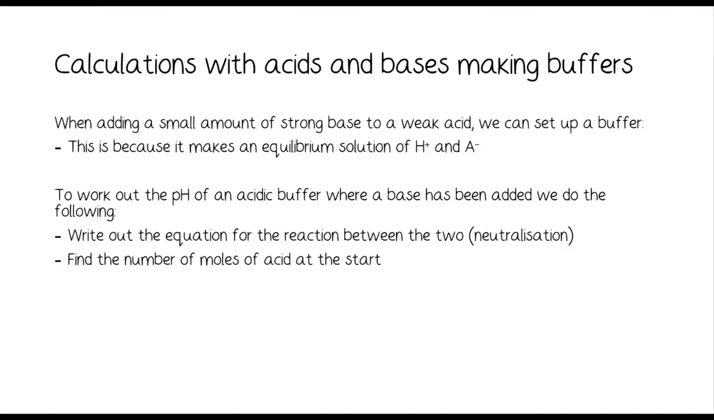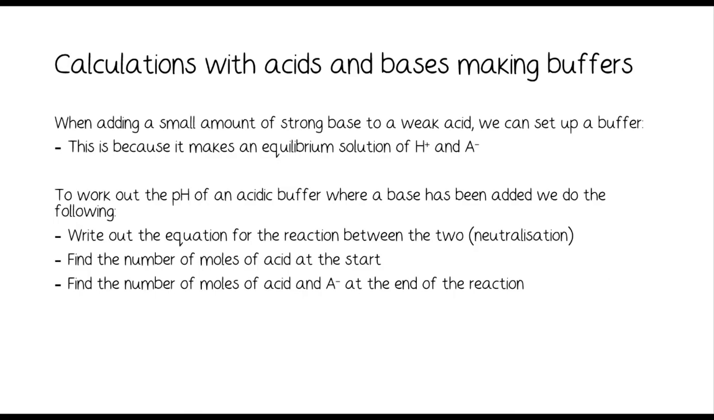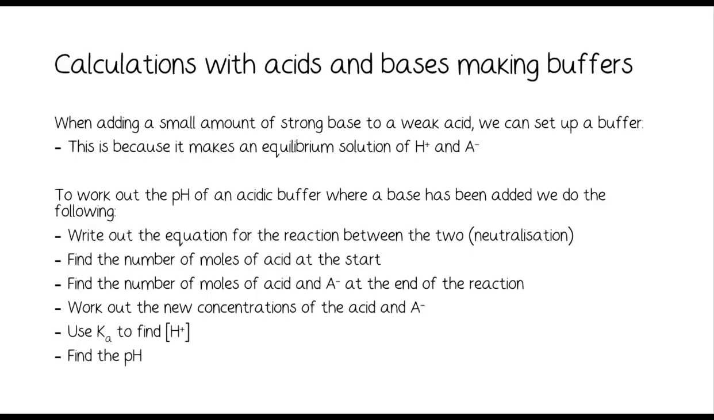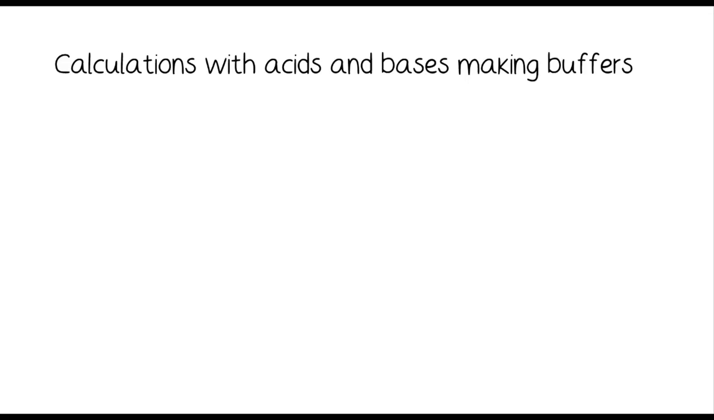You need to find the moles of acid at the start. You need to find the moles of acid and A minus at the end of the reaction, and then you need to work out the new concentrations of the acid and A minus, use Ka to find H+, and then slap it into the pH equation and you get the pH. So let's take an example here.